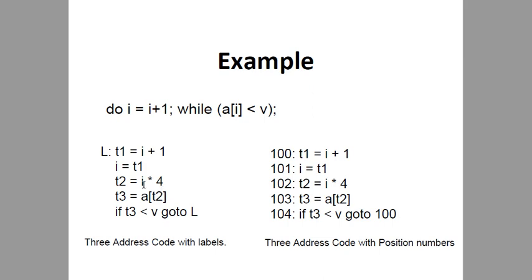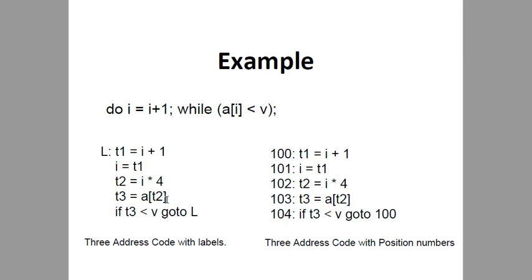So T2 is equal to i into 4. For computing this value of A[i], we first compute the value of T2, then we use it to index the array, and then we add the three address code where T3 is equal to A[T2]. The value of A[T2] is being stored in T3.